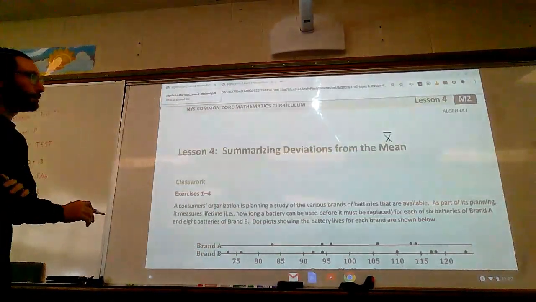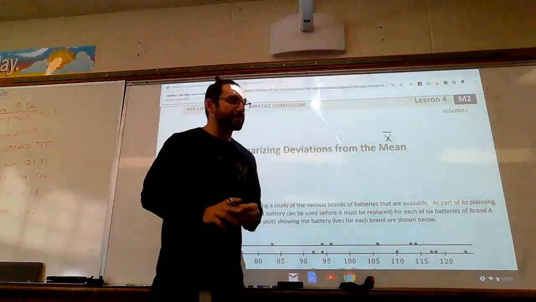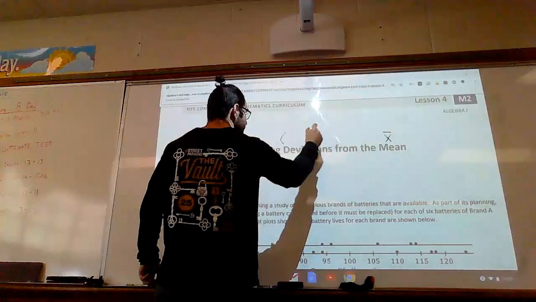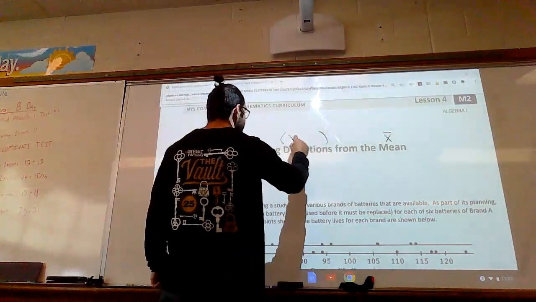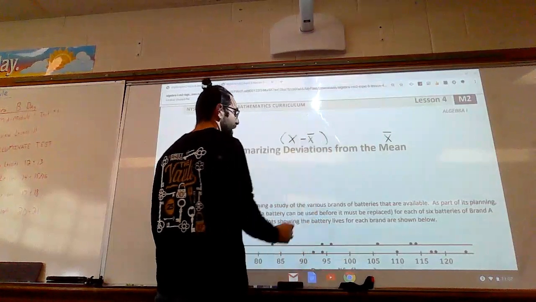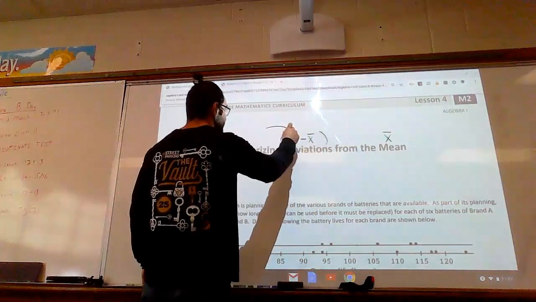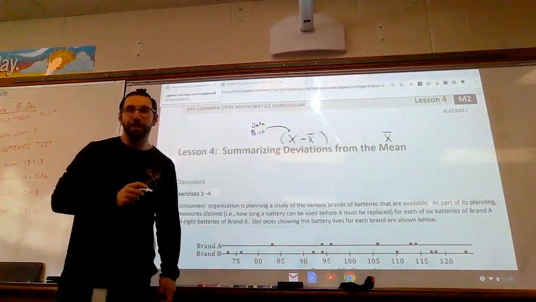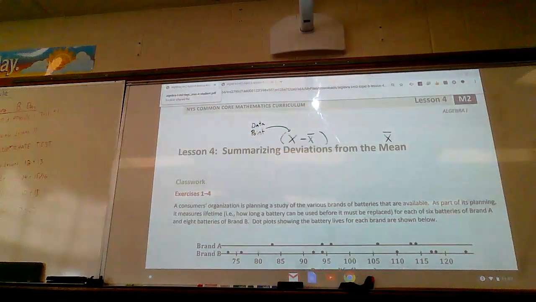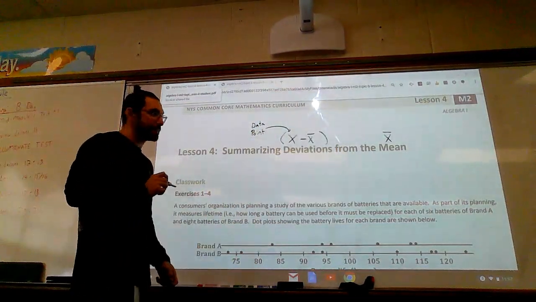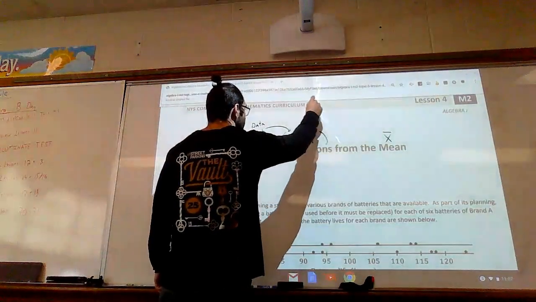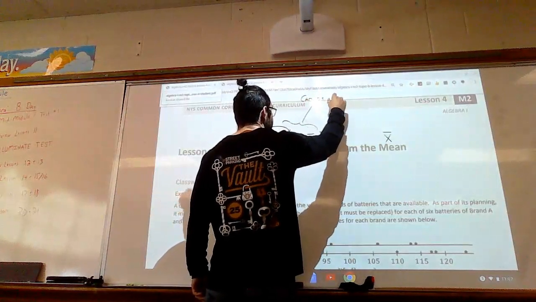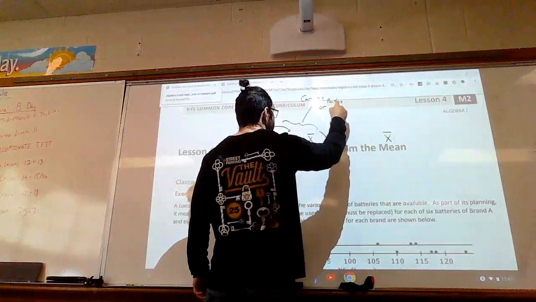So we've got the mean, which is x hat. So what is a deviation from the mean? A deviation for us will always be x minus x hat. The x is the data point. We don't know necessarily what the data point is until we start getting a graph or a chart such as this. So all of this can be positive or negative.